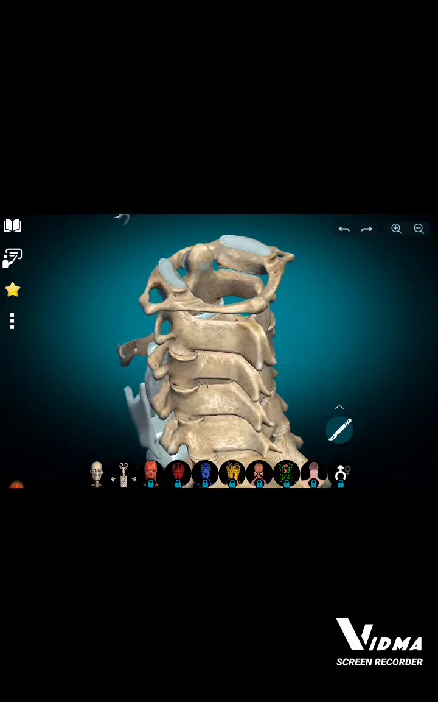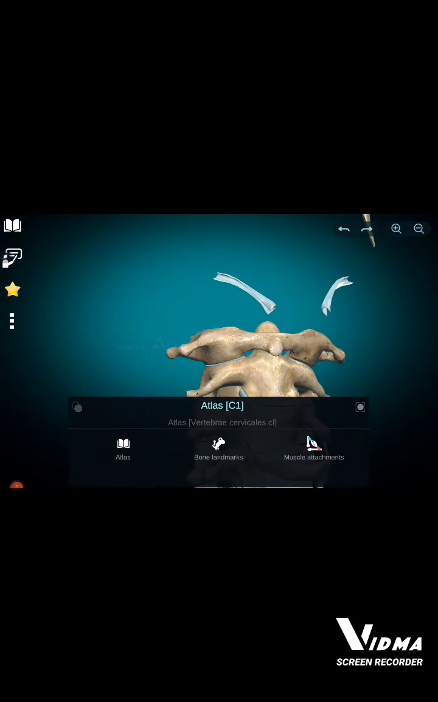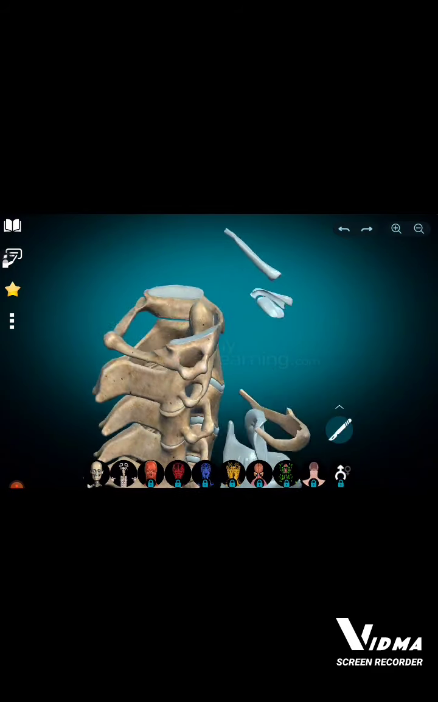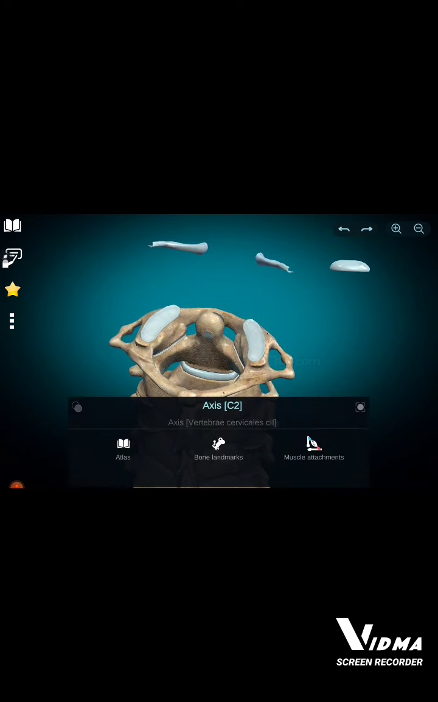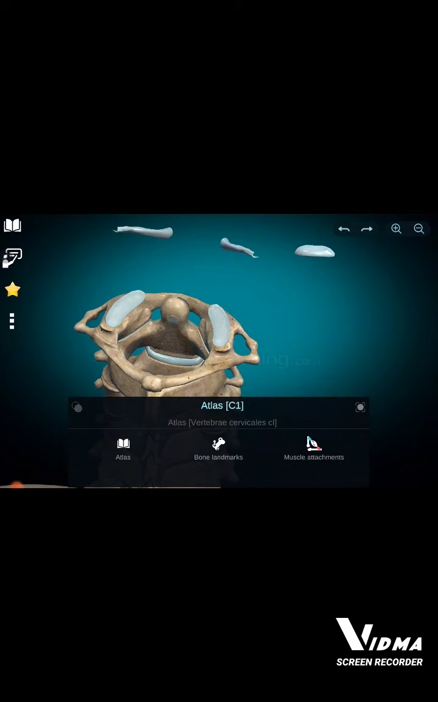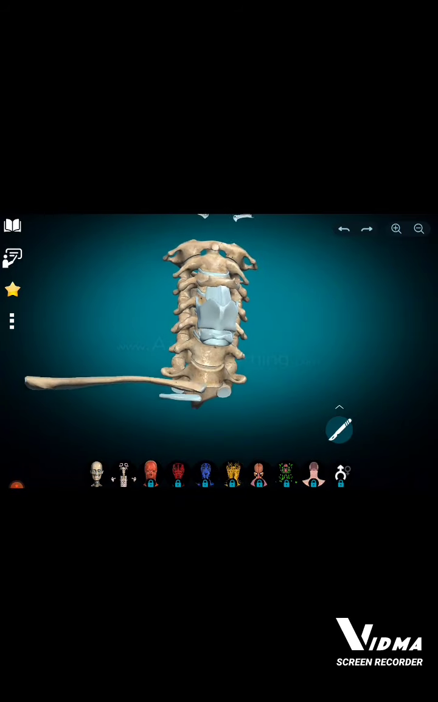See here, the special arrangement. This is atlas and this is axis. Here there are some ligament connections. This joint between atlas and axis is called a pivot joint. And the remaining 7 vertebrae are in the neck region.